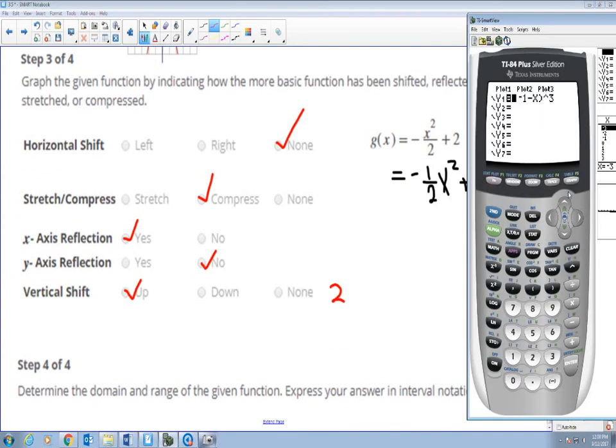So when you graph it, I'm going to say parentheses negative 1 over 2 x to the second power plus 2. Now when I graph it, I should expect something pointing downward, shifted up 2 places, and a little bit compressed U.